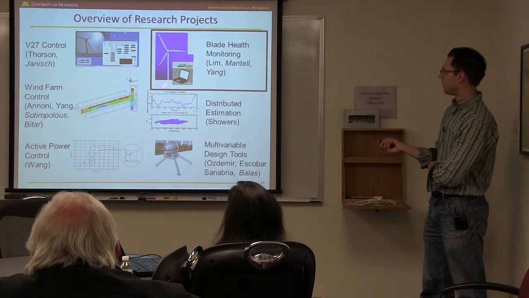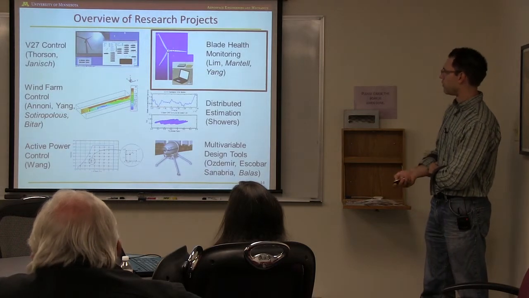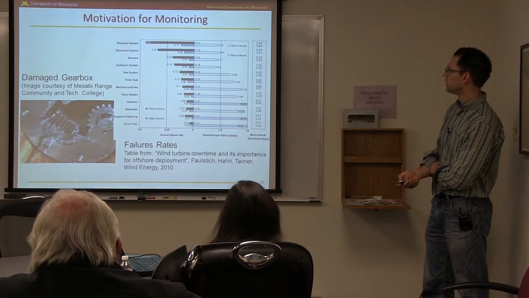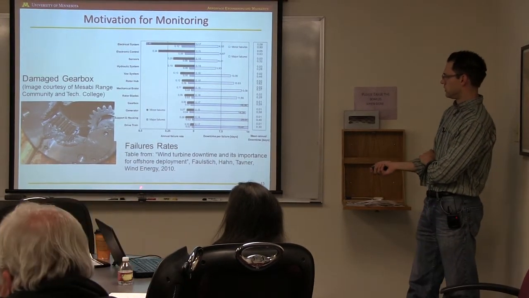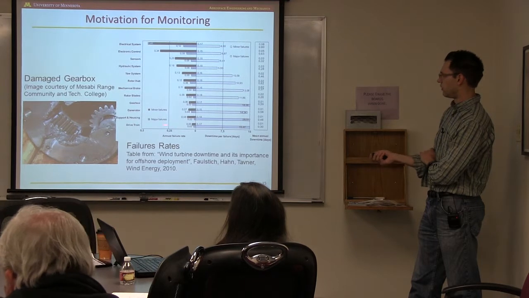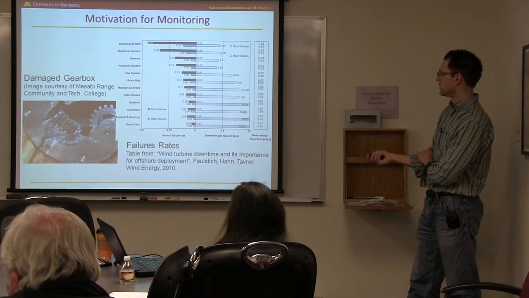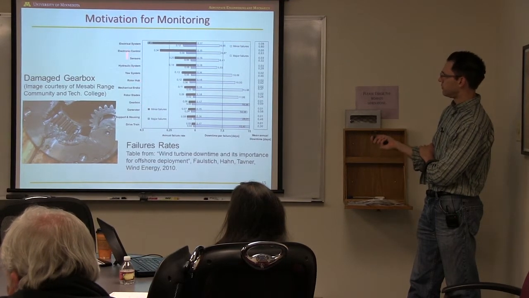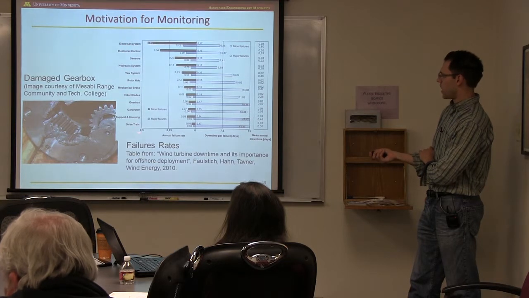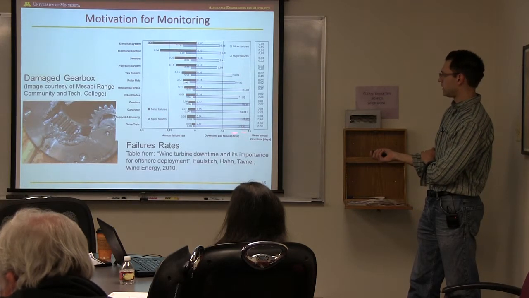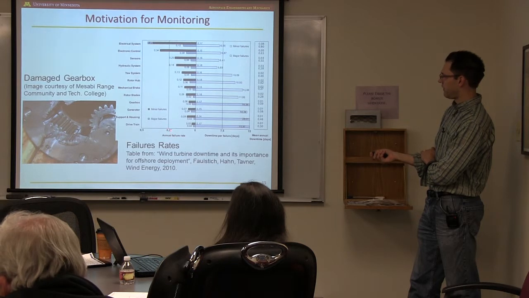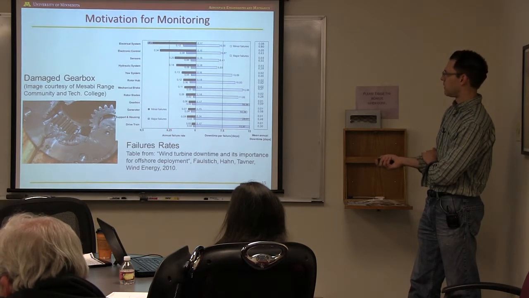So really the bulk of the talk I want to talk about is this blade health monitoring. And what's the motivation for blade health monitoring? This is a plot taken from a paper by Faulstich and colleagues. Basically it's showing you a bunch of different failures on the turbine and what their failure rate is, that's the black and gray curves going in this direction, either major or minor failures. And then on the right, when that failure happens, how much downtime is there?